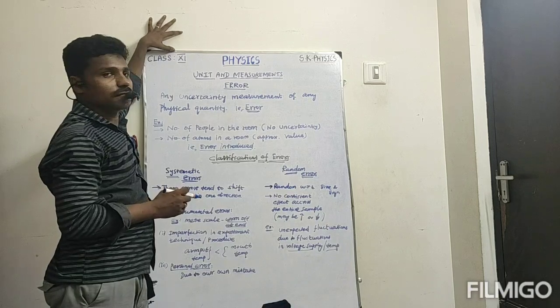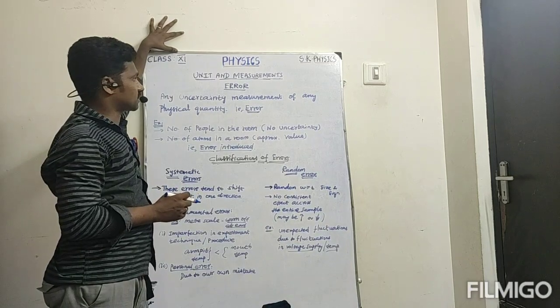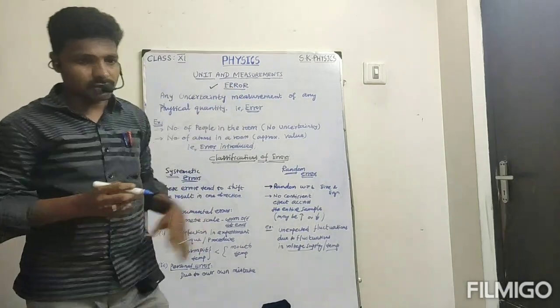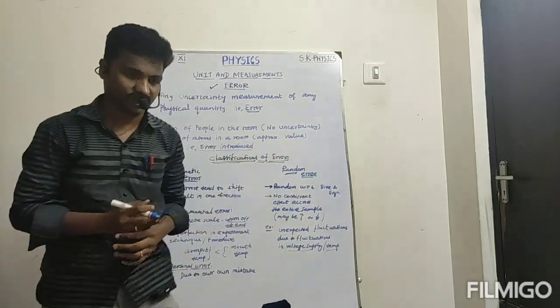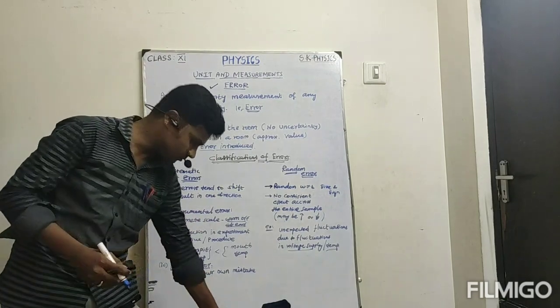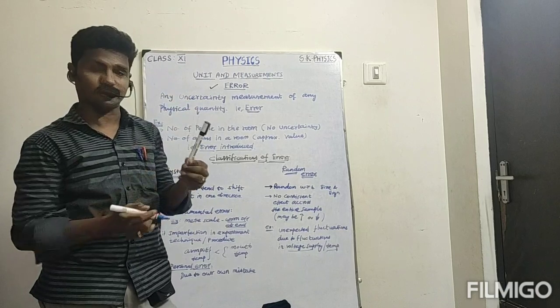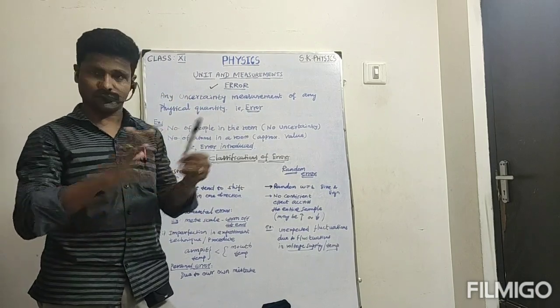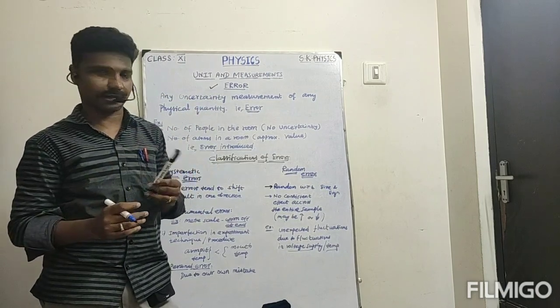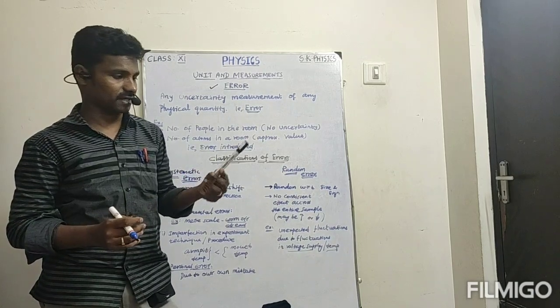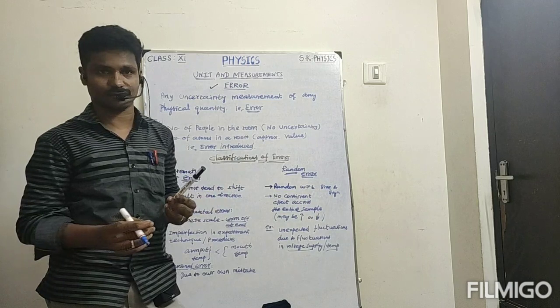The next one from 11th standard, unit and measurement. The topic is error. Okay, you know very well. Say for example, I have to measure the length of this pen. Say for example, 15 centimeter.